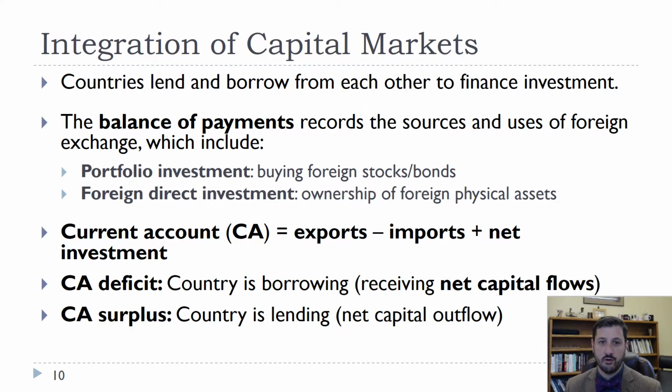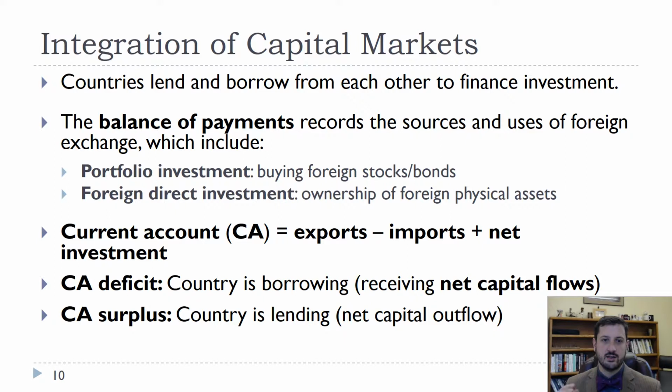And that can be portfolio investment, right? So the buying of foreign stocks or bonds. It could be U.S. investors buying Japanese bonds or German stocks, or it could be Chinese investors buying U.S. stocks and bonds. Or it could be foreign direct investment. What we mean by foreign direct investment is the actual ownership of physical assets. And so it could be the U.S. owning a factory in China, the Japanese owning a building in the U.S., whatever that is.